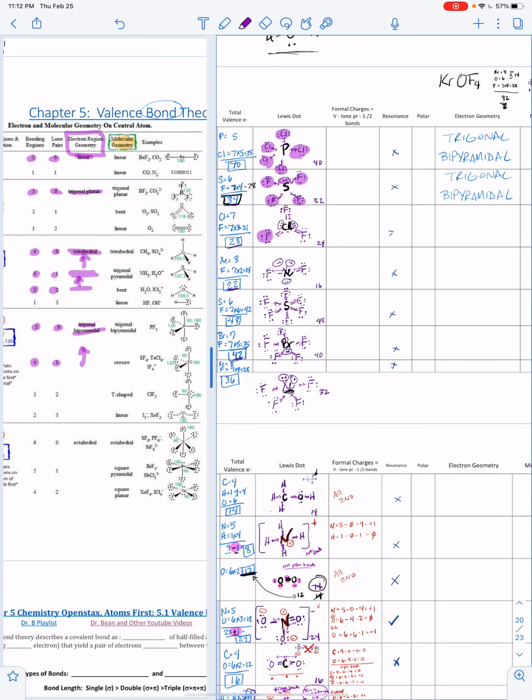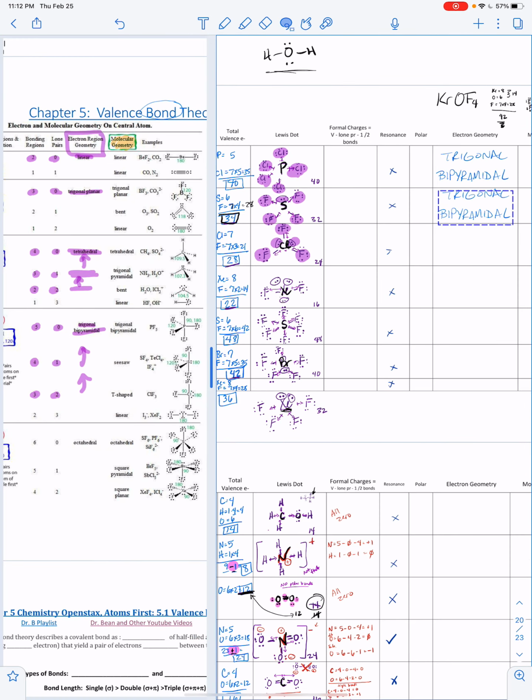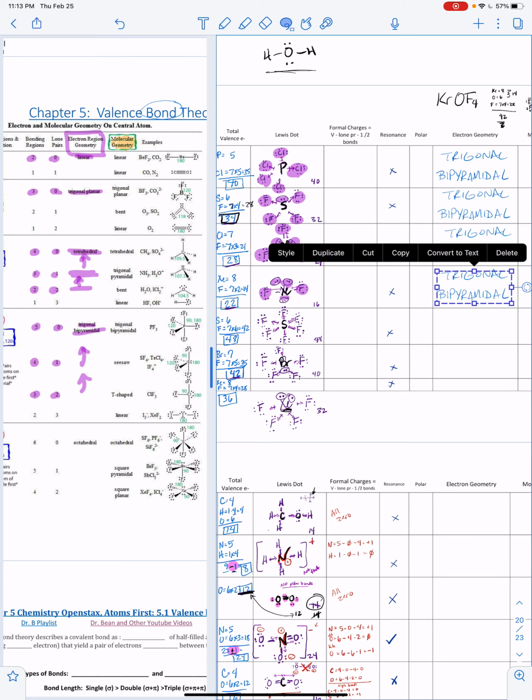And then we have 1, 2, 3, 4, 5. So we have 5 total. And notice that there were 3 bonding regions with 2 lone pairs. Again, still trigonal bipyramidal. And then now we have 2 bonding regions and 3 lone pairs. Trigonal bipyramidal.